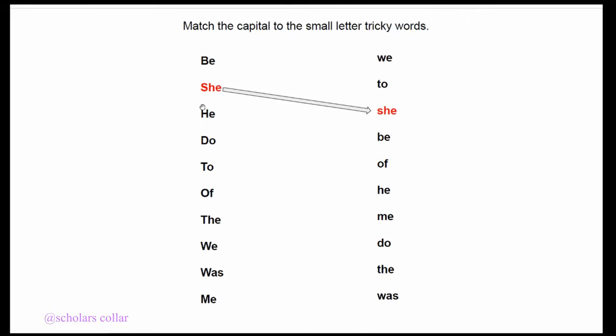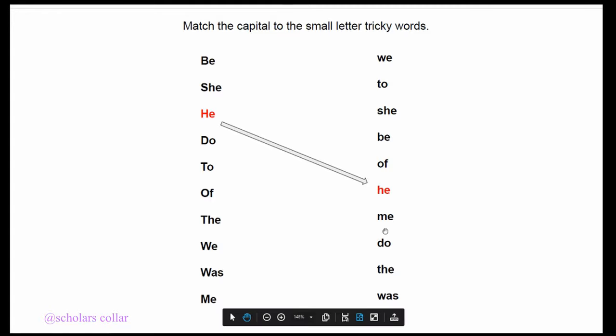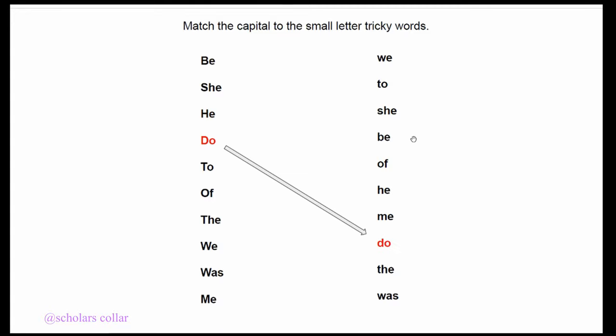How about the next word, he? Capital H and small E makes he. Can you find the he on the side? You did it. He. Good job. What about the next word, do? D O, do. Can you find do on the side? Very good. D O, do.